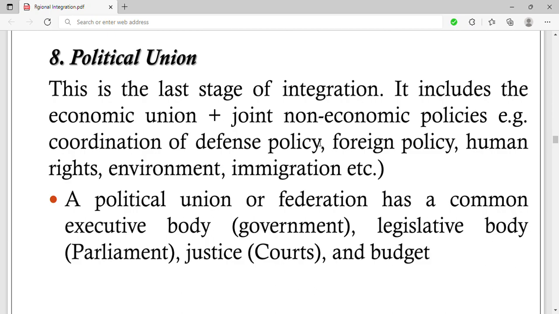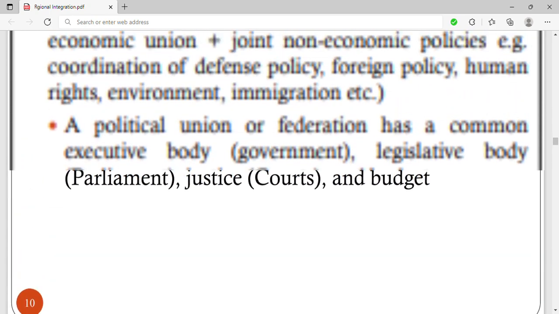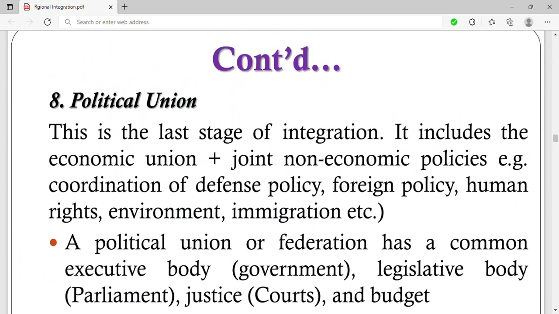We come up with what? One president. When we have one president ruling East Africa, that is a political union. A political union or federation has a common executive body. It has a common government when there is one government instead of three governments. The legislative body, parliament, justice, courts, and budget. We combine everything of ours together. We get one parliament as East Africa, the courts and all that. That is political union, and it's the what? It is the last step. It is the last step of economic integration.